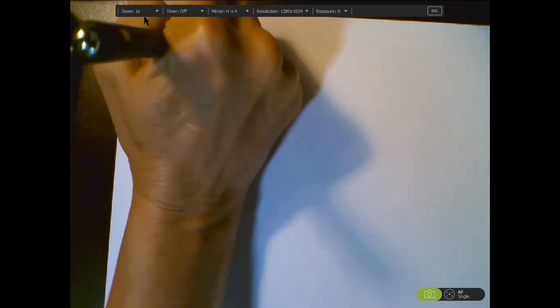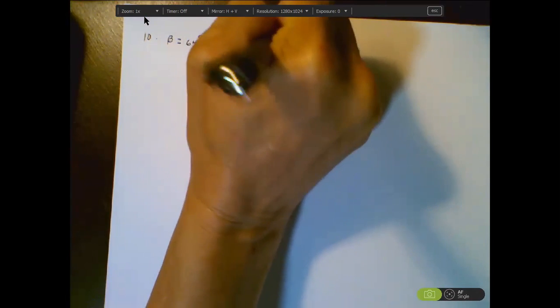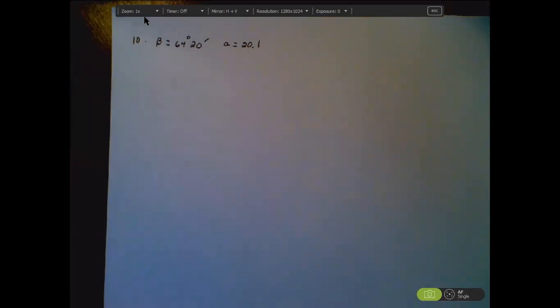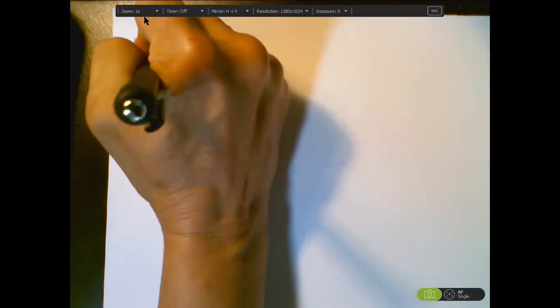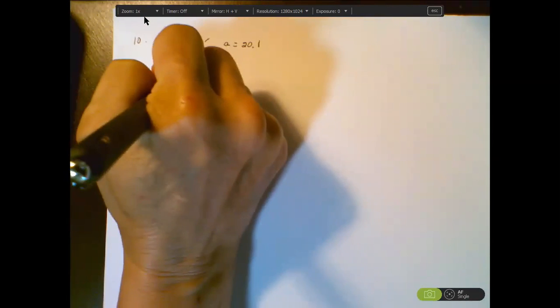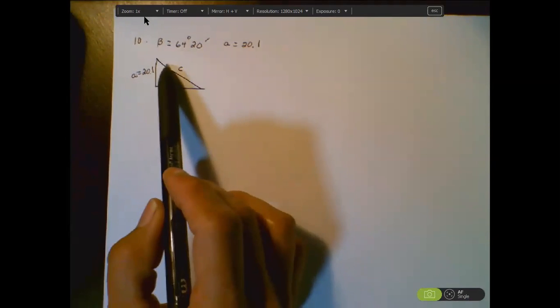Number 10 gives us an angle beta that is 64 degrees, 20 minutes, and a side A, which is 20.1. And we don't know what the units are on that 20.1. It's very helpful to me to draw the triangle. If you don't need to, that's okay. There's my side A, my side B, my side C. The way I have it labeled is the 64 degrees, 20 minutes, this top angle or this bottom angle.